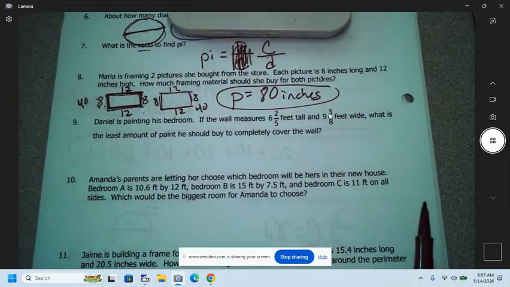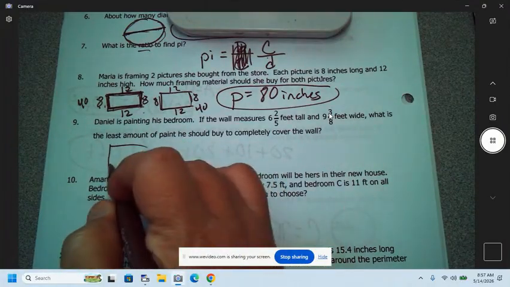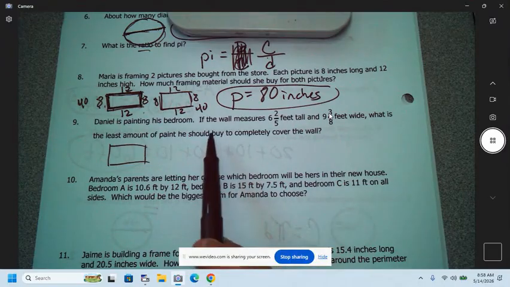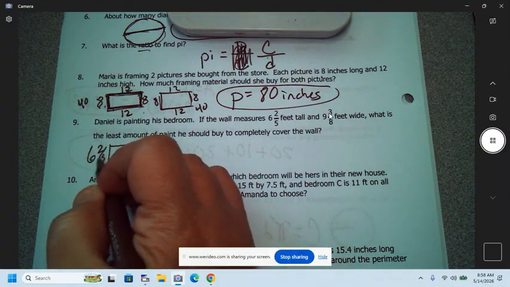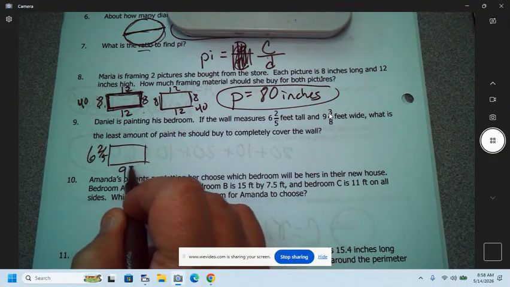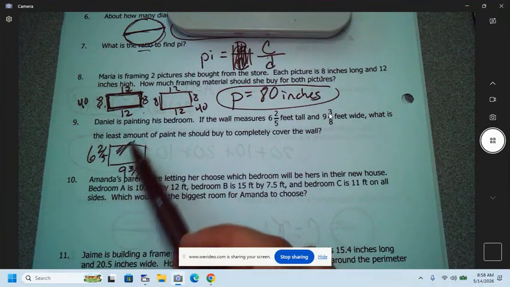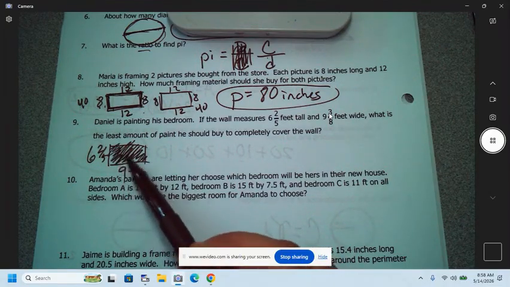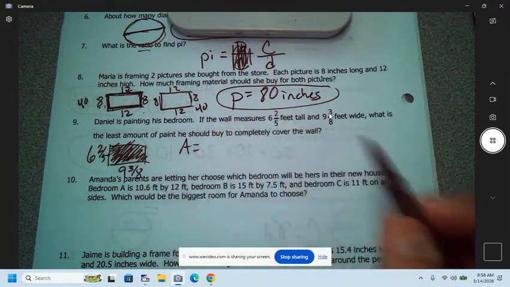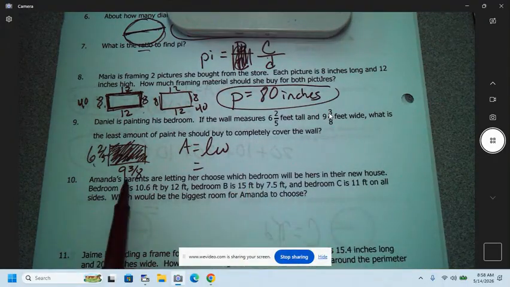All right, Daniel's painting his bedroom. Unless he's in the attic room, I'm imagining his bedroom wall is a rectangle, right? If the wall measures 6 2/5 by 9 3/8, what is the least amount of paint that he should buy to cover the whole wall? If he's covering the wall with paint, that's going to be area. So area of a rectangle is length times width. And don't freak out because they're fractions.